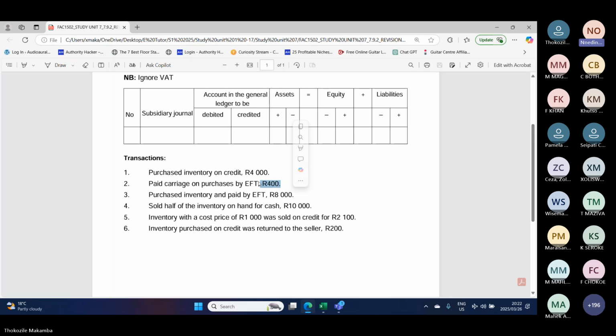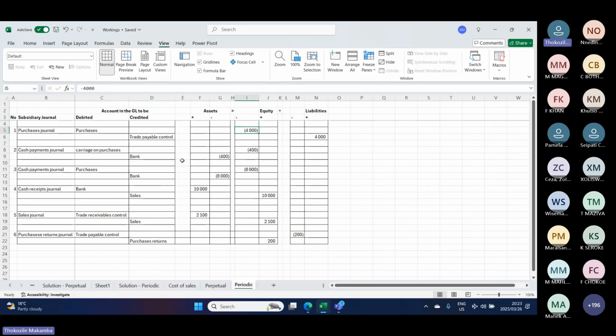Okay, could I please see how it was handled in the periodic? Okay, so we said paid for it in cash, so cash payments journal. So we credited our bank, reduced our assets, right? But remember, we don't record to inventory because it's a periodic inventory method. Therefore, we take it to the expense, just like we took purchases to the expense. We take this to the expense, and it reduces our equity at 400.